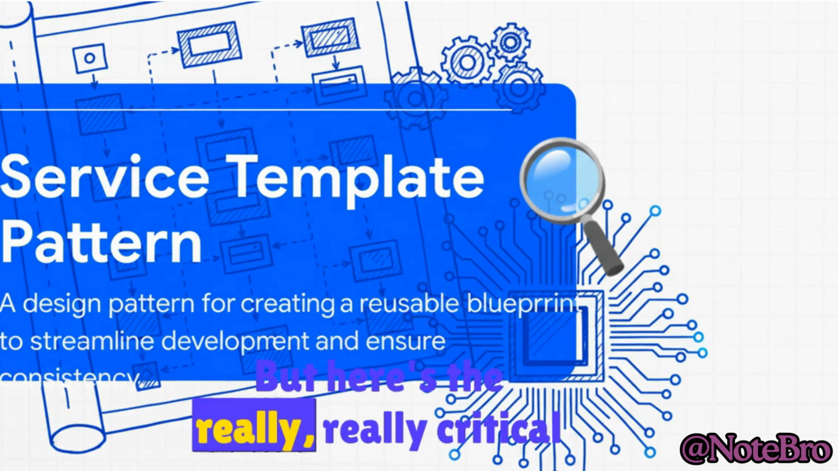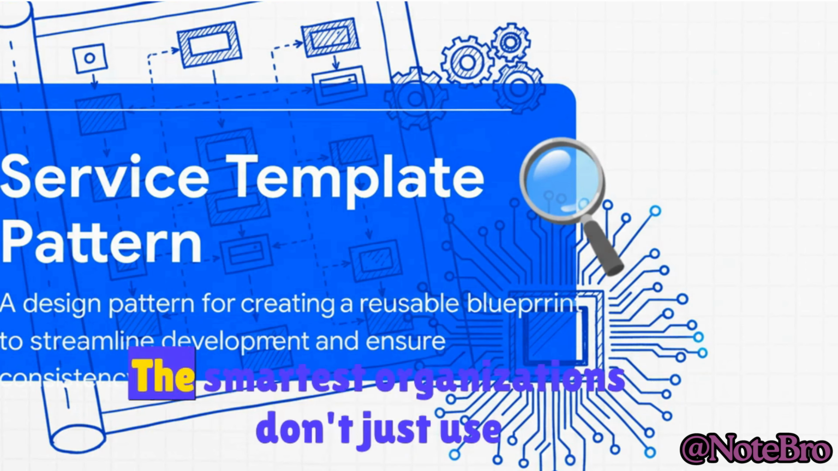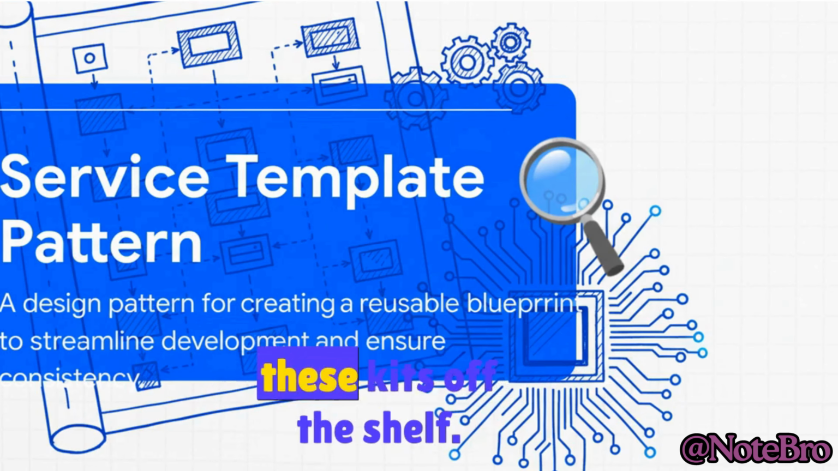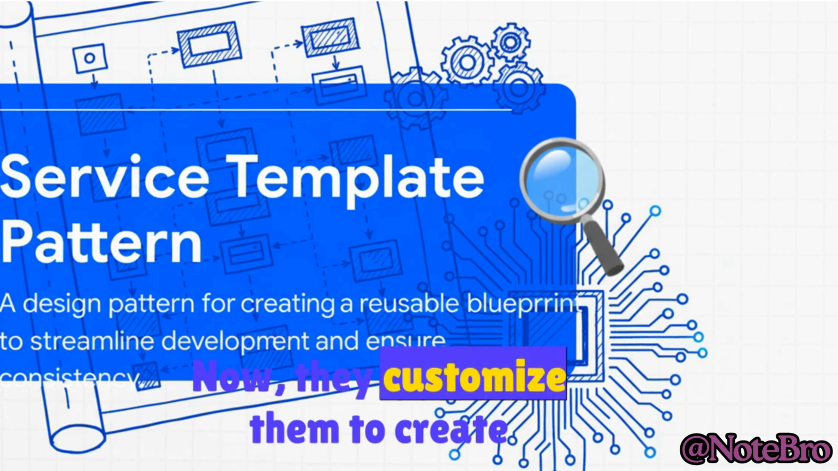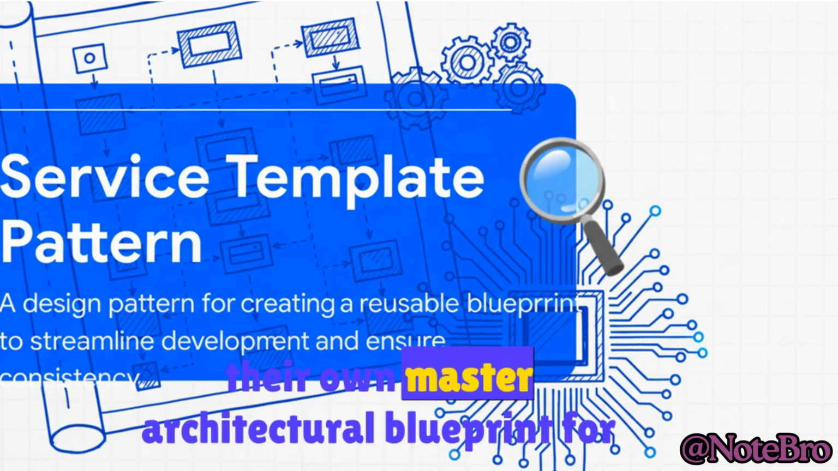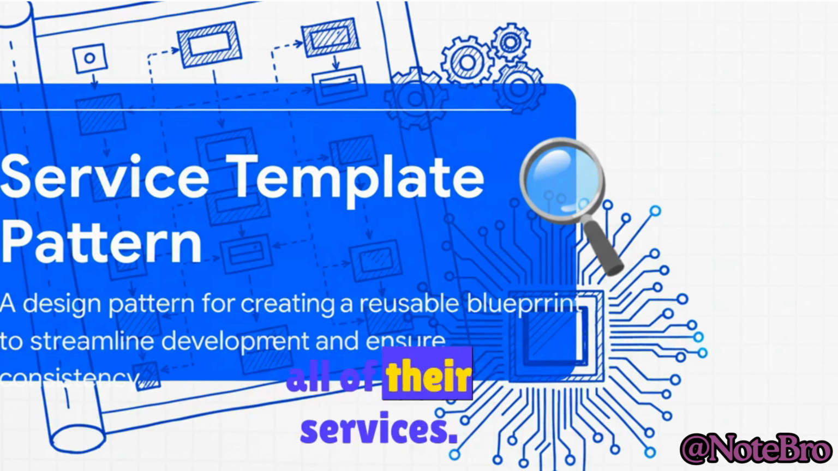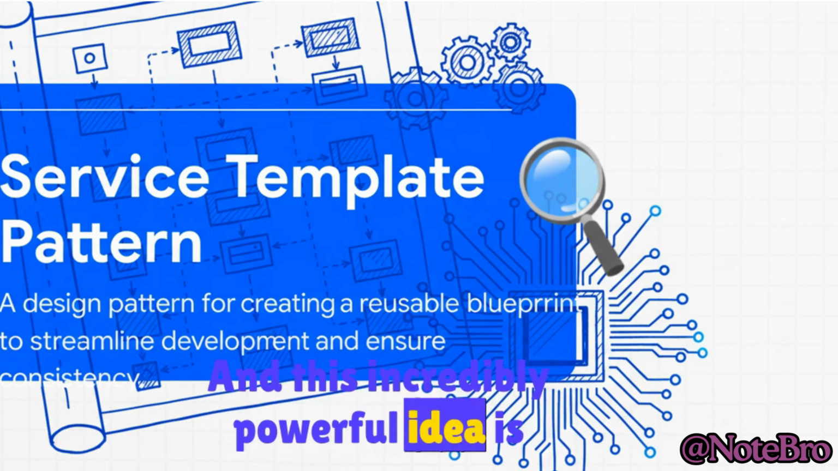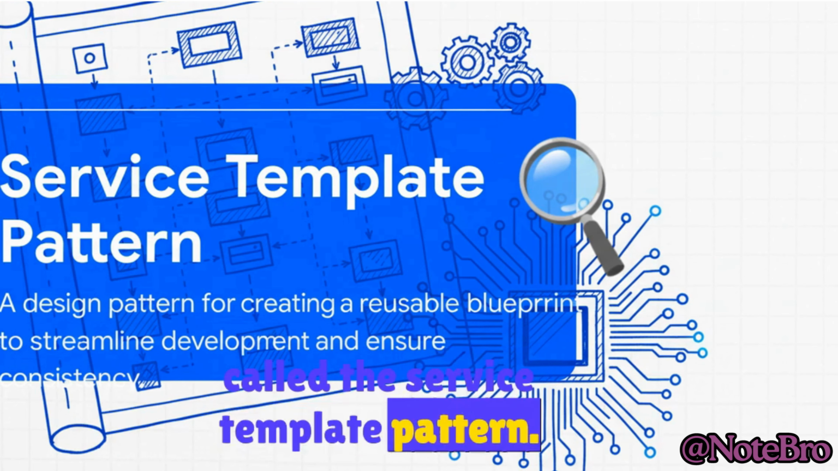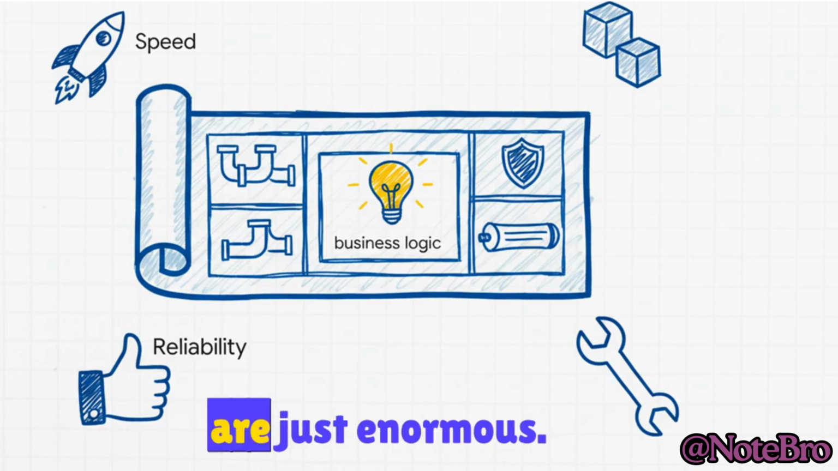But here's the really critical insight. The smartest organizations don't just use these kits off the shelf. No, they customize them to create their own master architectural blueprint for all of their services. And this incredibly powerful idea is called the Service Template Pattern. And the benefits of doing this are just enormous.